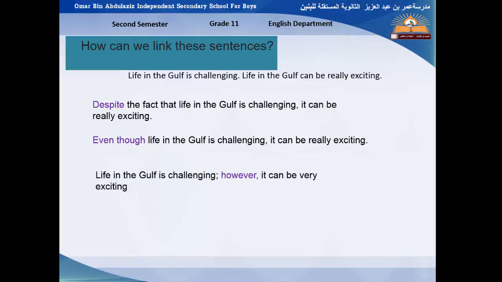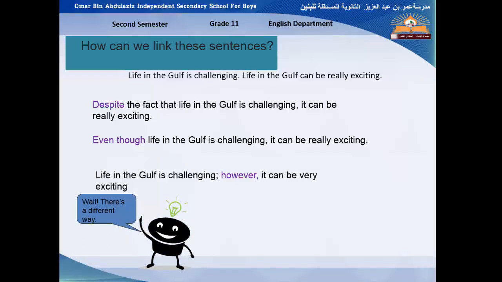Or we can use however, because these two sentences are contradictory statements. So we can use however. Life in the Gulf is challenging, however, it can be very exciting. Wait, there is a different way. Life in the Gulf is challenging, therefore it can be very exciting.